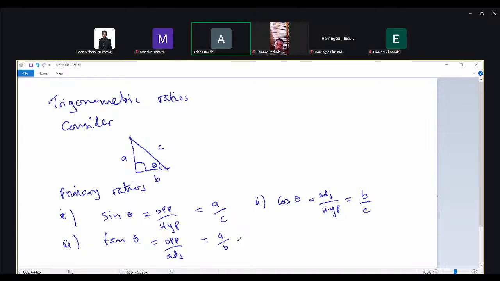And of course, you also know that tan theta is just sine theta divided by the cosine of theta. And of course, you have sine theta as A divided by C.